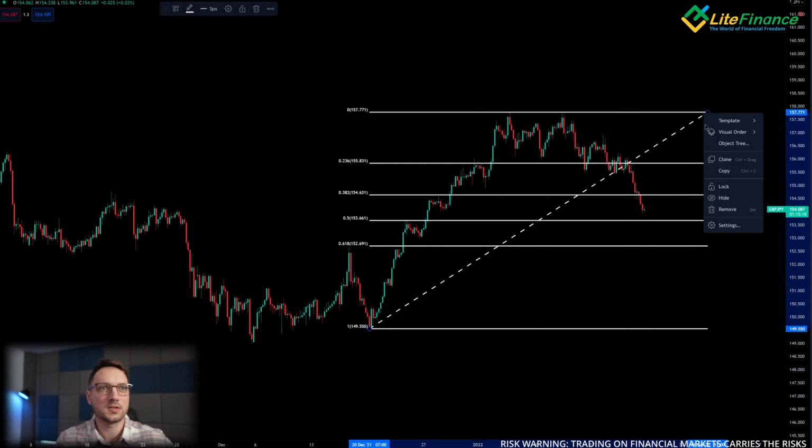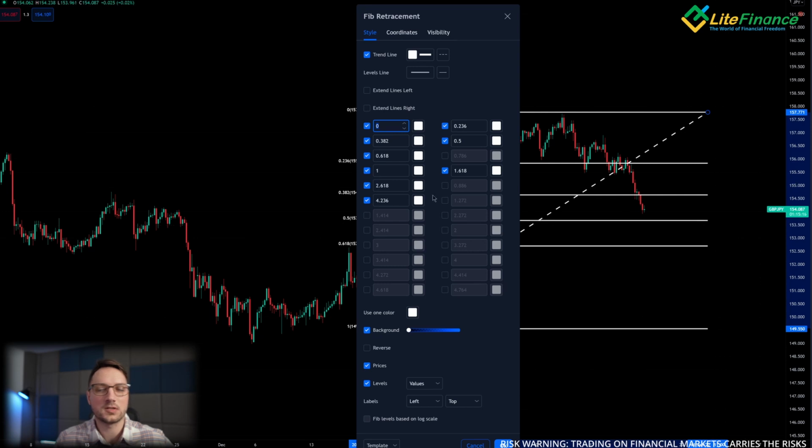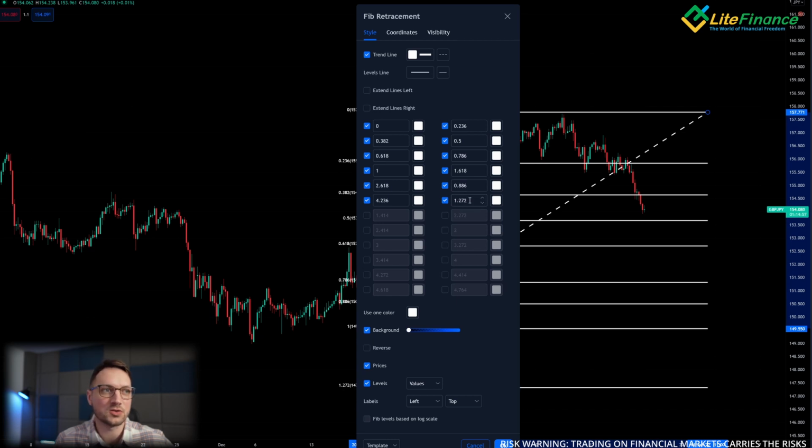Let's go to the settings. This tool is, as I said, by default set in many platforms like MetaTrader. Here I am showing you this on TradingView. So yeah, let's add those numbers. So firstly, 0.786, 0.886, 1.272, and sometimes traders use levels like 2.272 and 2.